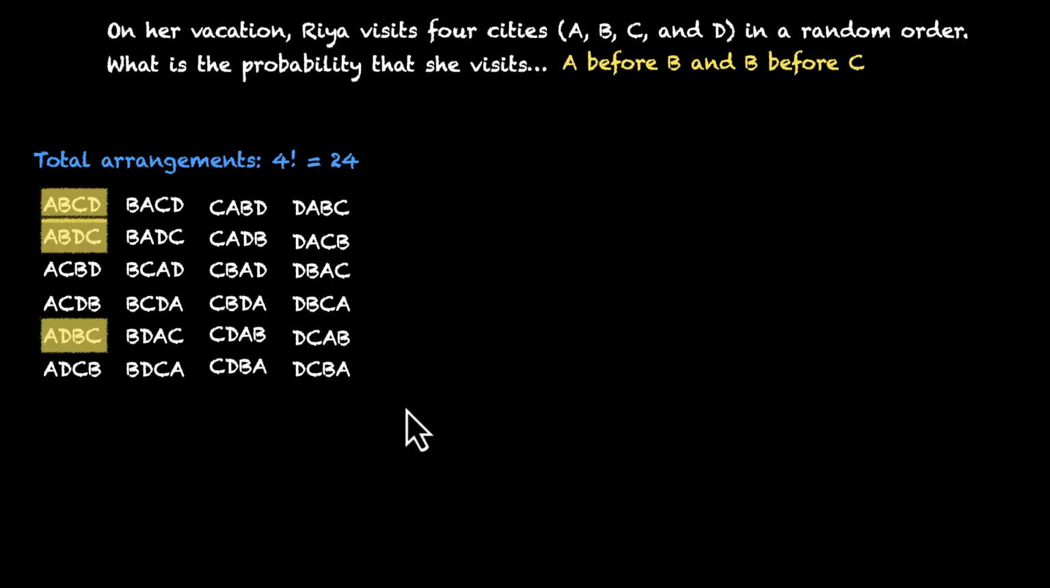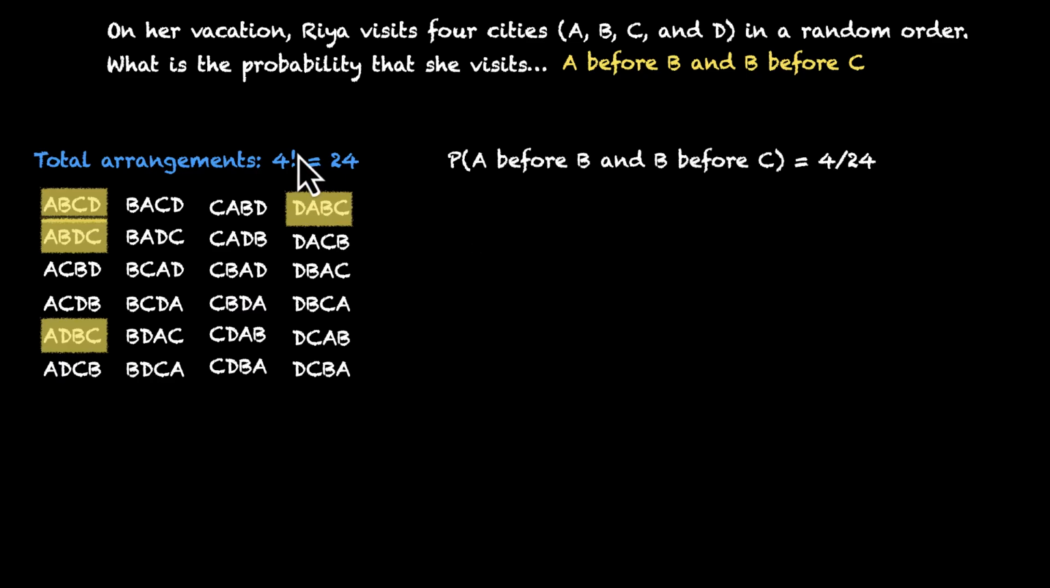Where else? We should have A, B, and C in this order. Here we have D, A, B, C. So total favorable outcomes, that's 4. Total outcomes, that's 24. Probability is going to be 1 by 6, 4 by 24.